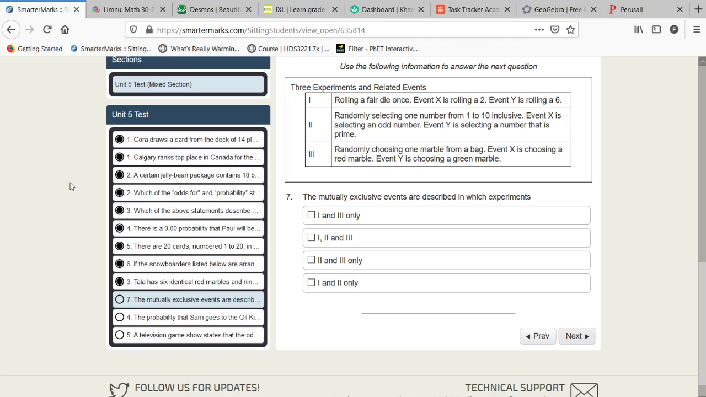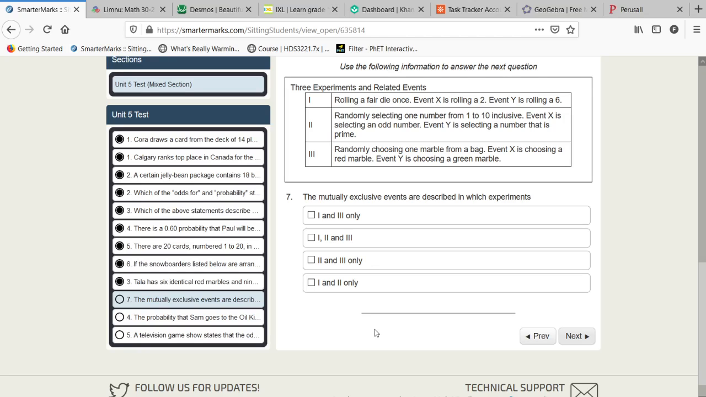Okay, so number 7, 3 experiments and related events. We want to find which ones are mutually exclusive. Remember, mutually exclusive means you cannot have both outcomes simultaneously. It's one or the other. So number 1, rolling a fair die and getting a 2 and a 6, that die is only going to be a 2 or a 6. It cannot be both. So 1 is mutually exclusive. That eliminates option C.